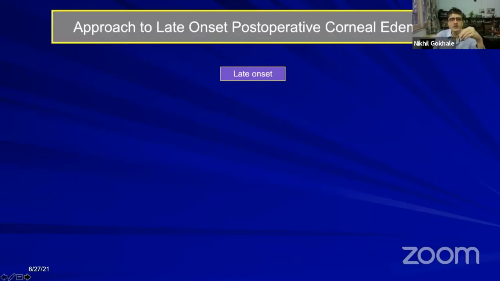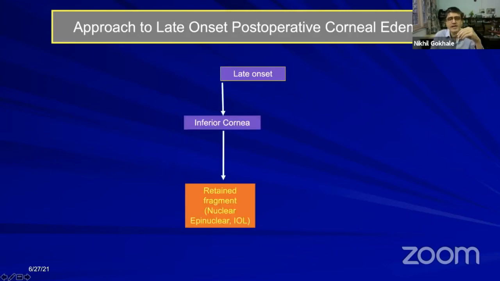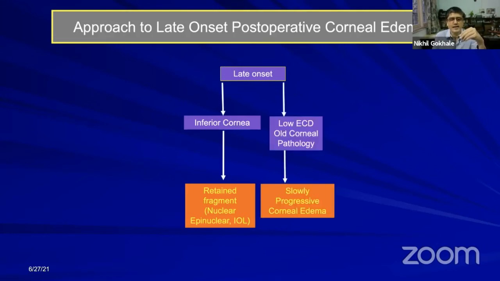I would now share with you some cases of late onset post-operative corneal edema. So let's see, if we have a late onset edema, how would you manage these cases? If the corneal edema mainly involves the inferior cornea, one should think of a retained fragment of the nucleus, the epinucleus or the intraocular lens.